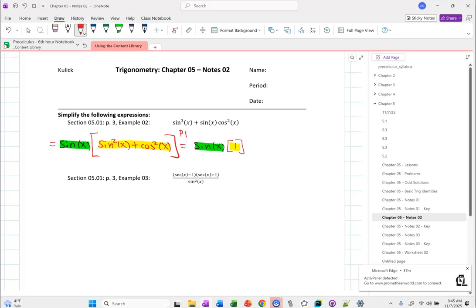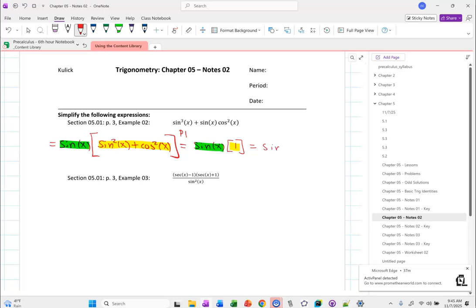All right, what should we do next? It's kind of an obvious question. The next problem? Well, we're not quite done. There's something we can still do here. Times them together, right? We can do that. What's sine x times 1? Sine x.